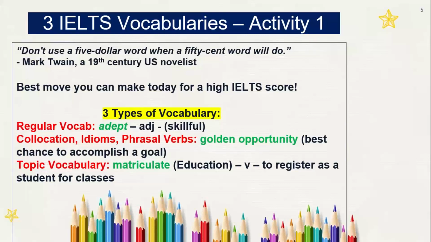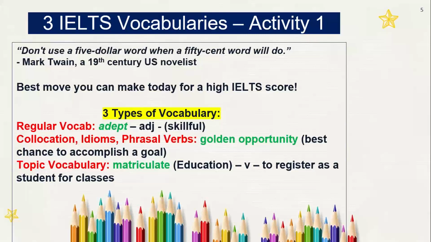So the best move that you can make today, or anyone who's going to take either the TOEFL test, IELTS test, any of these standardized English tests, is to improve your vocabulary for a higher score. And it takes time to acquire a vocabulary. So if you have 3 months, or 2 months, whatever time you have before taking the test, you want to try to increase your vocabulary as much as possible. So again, the three types of vocabulary, and here are some examples.